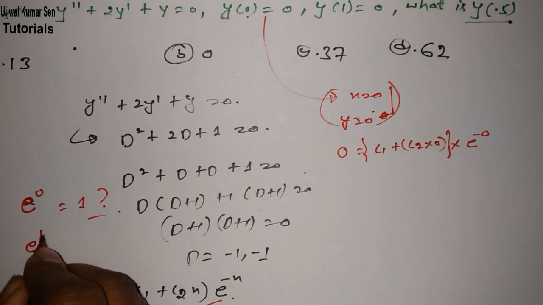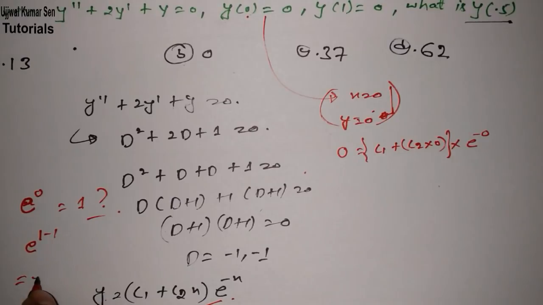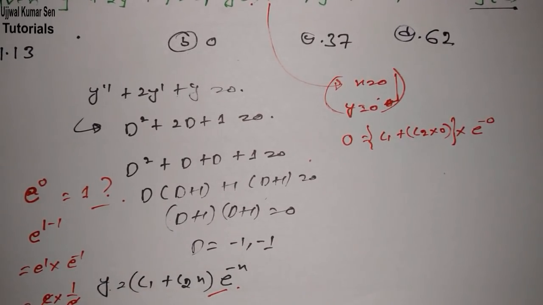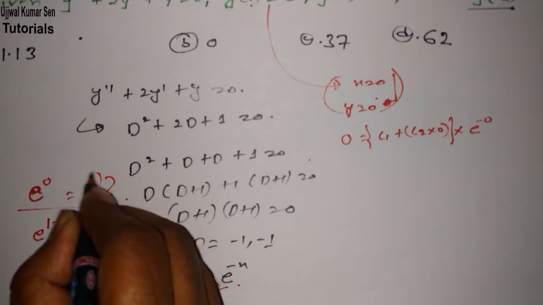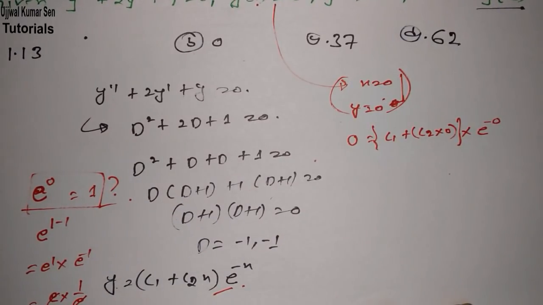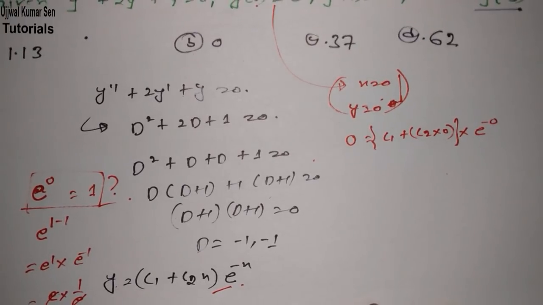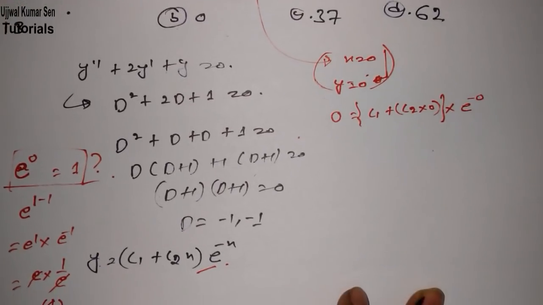e to the power 0 means 1 minus 1. So e to the power 1 multiplied by e to the power minus 1. e to the power 1 means e itself, you can write it like this. And e to the power minus 1 means its reciprocal. They cancel, so we get 1. That's why we say e to the power 0 is equal to 1. Got it now? I hope you understand this concept, right? Everything I talk about in this tutorial, and in all tutorials, should be concept based. You should learn each and everything I am talking about.